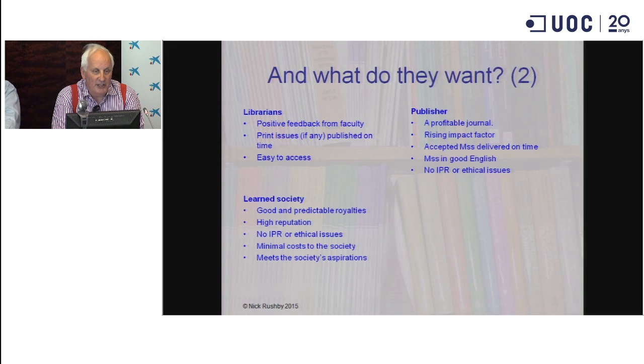The Learned Society would like the journal to have a high reputation. No learned society wants to publish rubbish. They too don't want intellectual property issues. They would like it to be minimal costs to the society. And whatever those aspirations are, they would like it to meet the society's aspirations. This might be enhancing the reputation of the society because it publishes that journal. It might be that they want it to help early career researchers. There are a number of things that they might want, and it needs to meet those aspirations because they too are a client group.